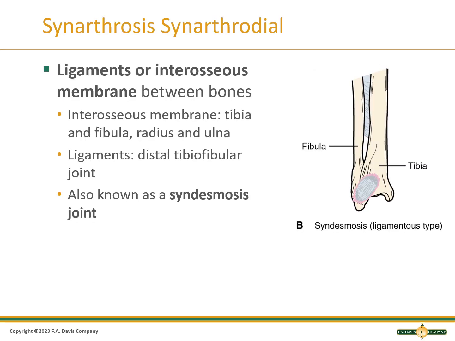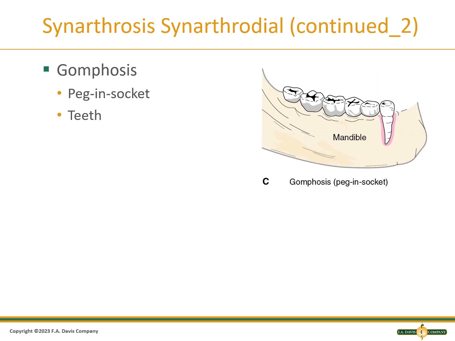Ligamentous synarthroidal joints are fixed joints that are joined by ligaments or an interosseous membrane, like the one that we have running between our tibia and our fibula, or the one that spans between the radius and the ulna. These joints are also known as syndesmosis joints. Gomphosis joints are another type of fibrous joint that are seen where our teeth connect to the jaw, kind of like a peg in a socket.